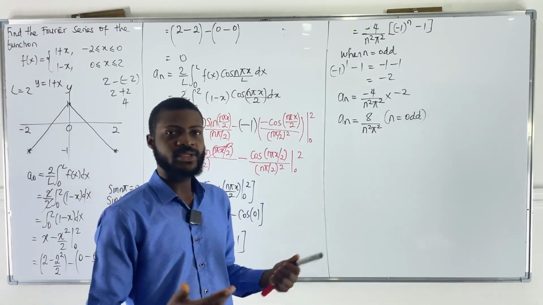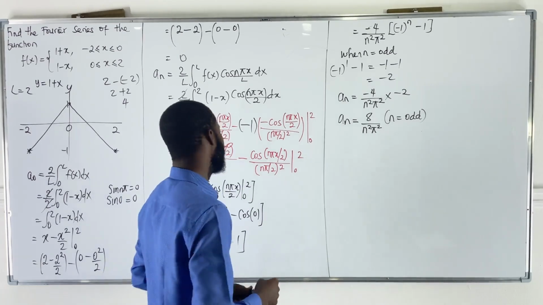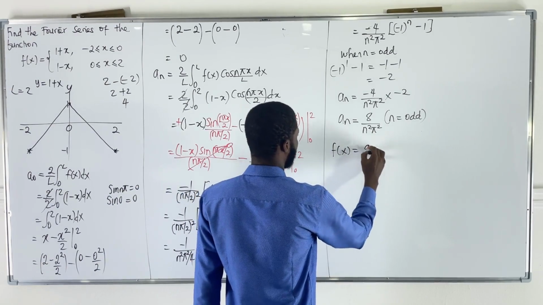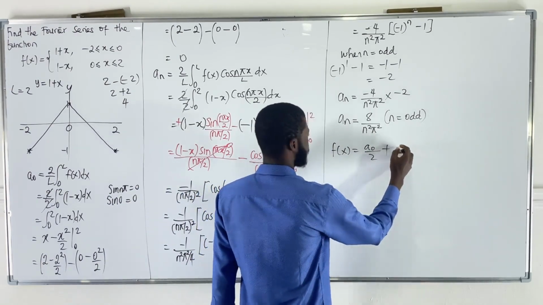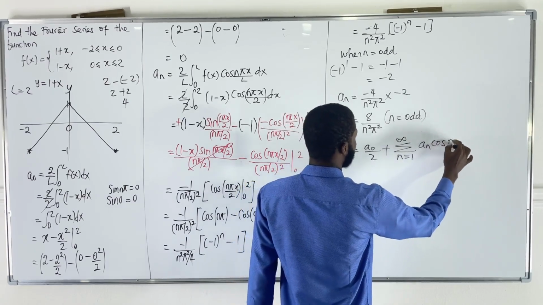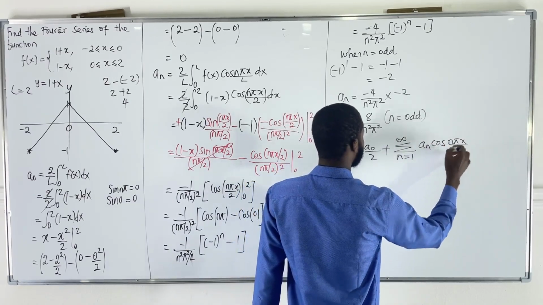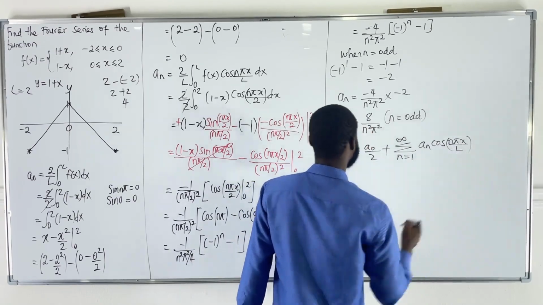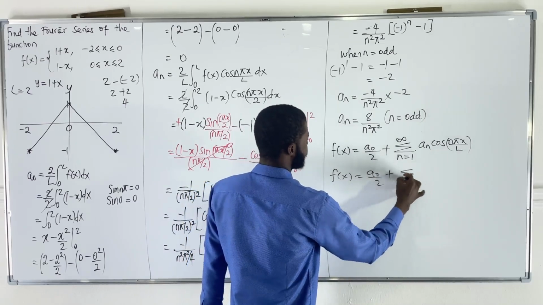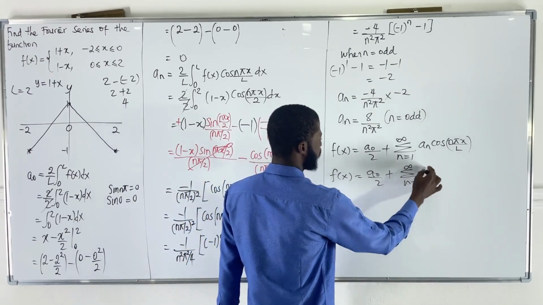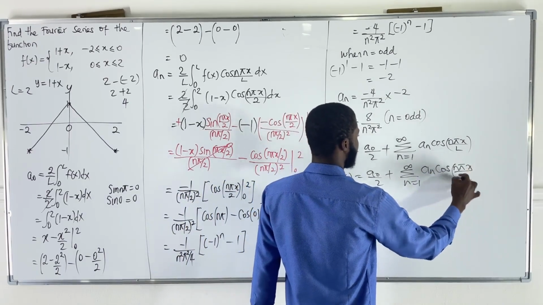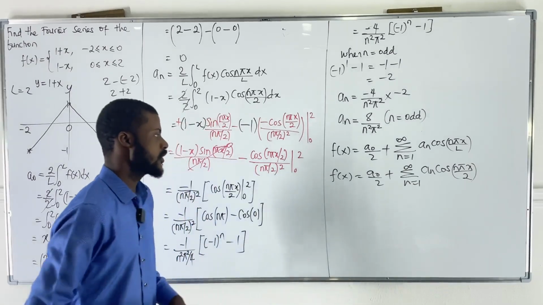The function is even, so there's no need for you to find b sub n. So what I'm going to do is get the Fourier series. f of x is equal to a naught over 2 plus the sum from n equal to 1 to infinity of a sub n cos n pi x over L. So this is f of x equal to a naught over 2 plus the sum from n equal to 1 to infinity of a sub n cos n pi x over 2, because our L is 2. So that's what we have.